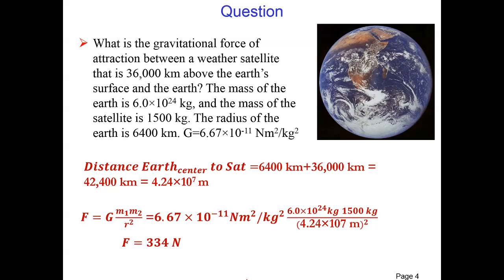Okay, so it's your turn. You have a few questions to do that are pretty similar to this one, but we're looking at a satellite that's around a moon of Saturn. Good luck.